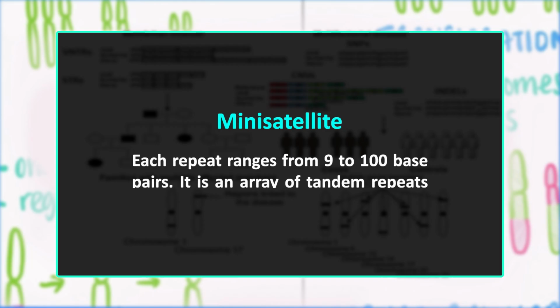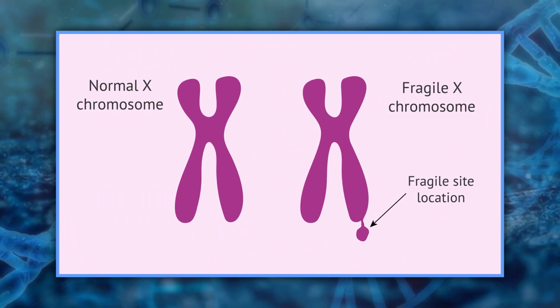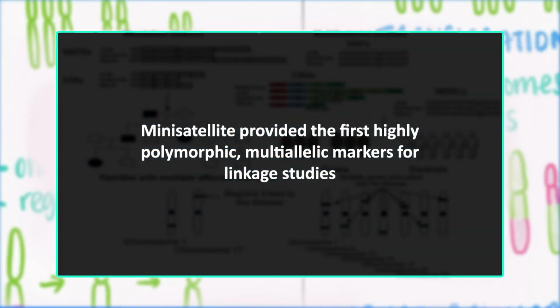Dear students, let's now discuss the mini-satellite. In a mini-satellite, each repeat ranges from 9 to 100 base pairs. It is an array of tandem repeats 500 to 300,000 base pairs long. Mini-satellites have been found in association with important features of the human genome such as gene regulation, imprinting and chromosomal fragile sites. They provide the first highly polymorphic multi-allelic markers for linkage studies. Most mini-satellites are GC rich and possess a strong strand symmetry.